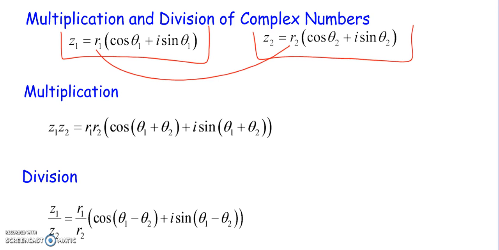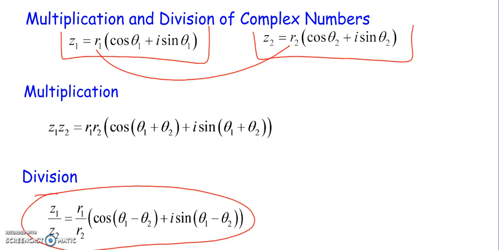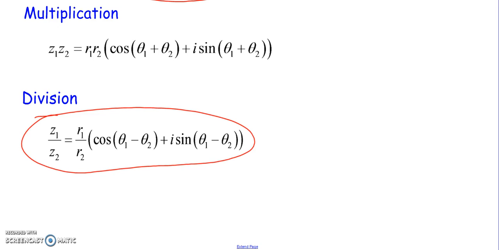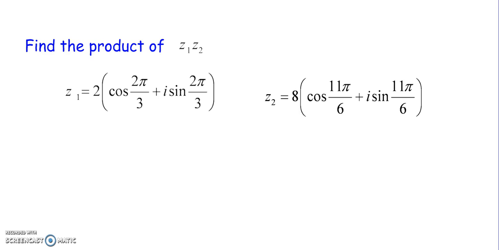The difference when you divide Z1 by Z2, well, instead of multiplying your r's, you're now dividing your r's. Instead of adding your thetas, now you subtract your thetas. And that's exactly what this last theorem is stating. So if you need to take a second, pause, take those down into your notes. On the next couple slides, we will be using them.